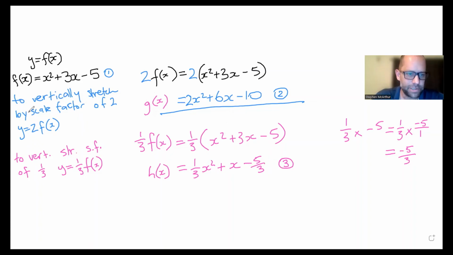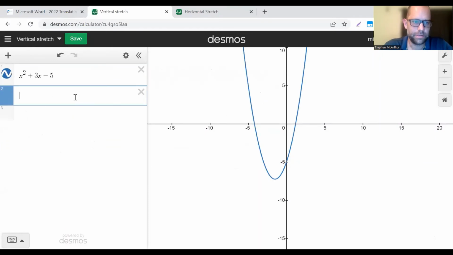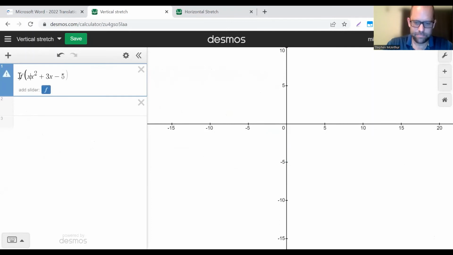So if we got this right, vertically, everything should be twice as far away from the x-axis as it is right now for this one. And everything should be 3 times closer for this one here. So I'll go back to Desmos and we'll graph them to make sure we got it right. Okay, let's do this. All right, so let's call this f of x for starters.